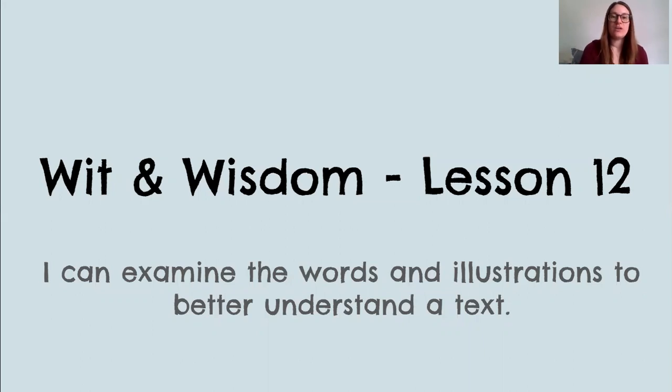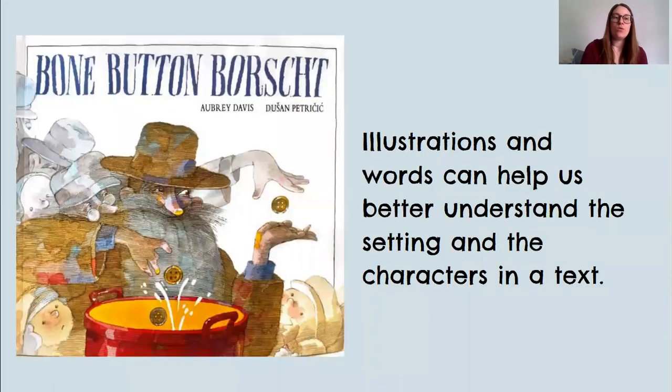Today, we will be able to examine, or look at, the words and illustrations to better understand a text. We're going to be looking at Bone Button Borscht again, and we're going to learn that the illustrations and words can help us better understand the setting and the characters in a text. Remember, the setting is where and when the story takes place. And of course, we know the characters are who is in the story.